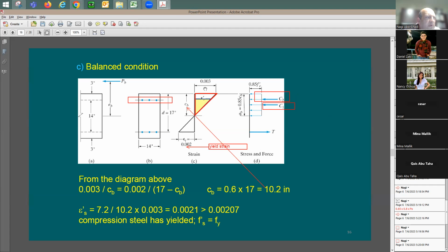What is D prime? D prime is going to be this distance, which is 3 inches. 3 inches top, 3 inches bottom. With that, I was able to find out the strain in the compression steel, epsilon prime S. And with that, it's going to be equal to the yield. Therefore, the stress in the compression steel is going to be equal to 60 KSI. Let's give it right at the yield point.